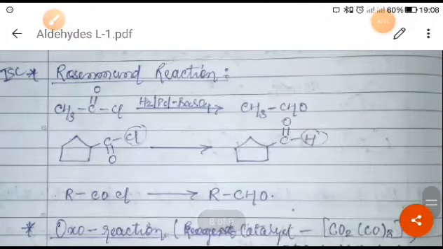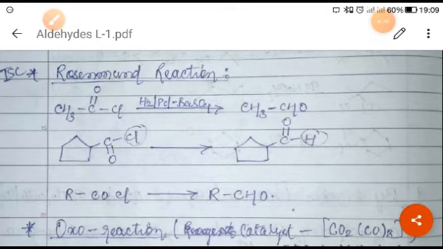Now next is Rosenmund's reaction, or Rosenmund reduction. Here is what is happening; let me explain. In this reaction we are using acid chlorides. Here, basically, acid chlorides are converted into aldehyde by catalytic hydrogenation in the presence of palladium catalyst supported over barium sulfate. Now the catalyst is poisoned by adding a small amount of sulfur or quinoline.